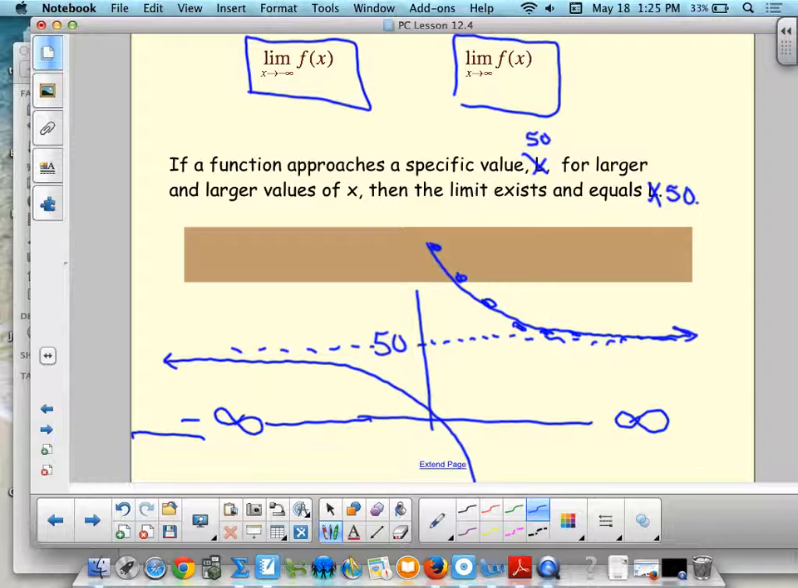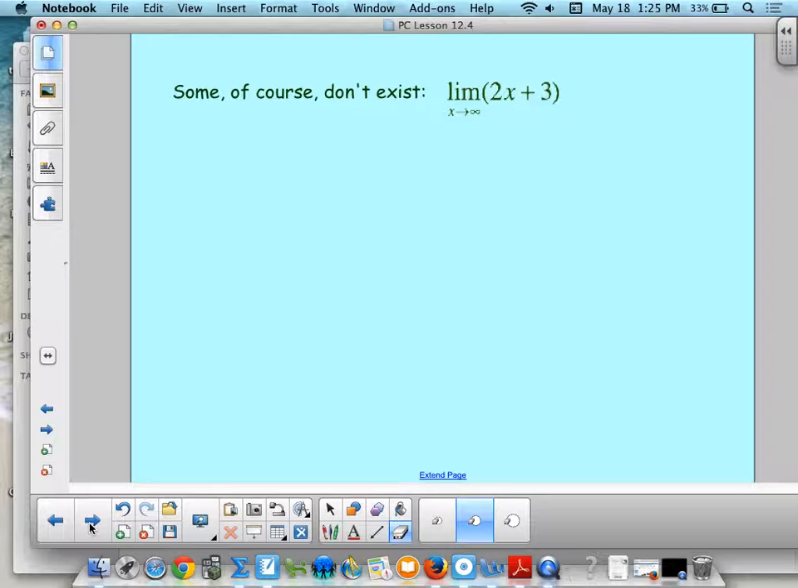And by the way, the 50 is not what it says. It just says L. If you approach a specific number L for larger and larger values of x, then the limit does exist. The limit is L. Okay? All right. Now, is this truly obvious or not? I wrote, of course, but maybe it's not of course. Somewhat.